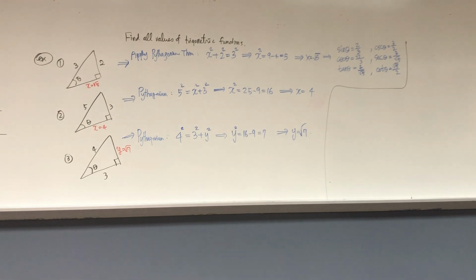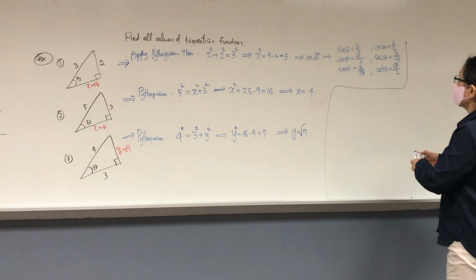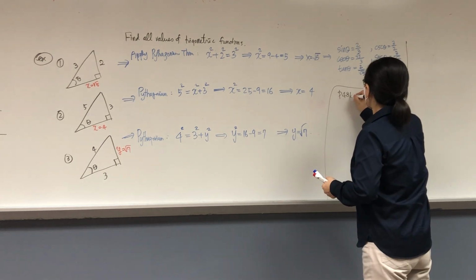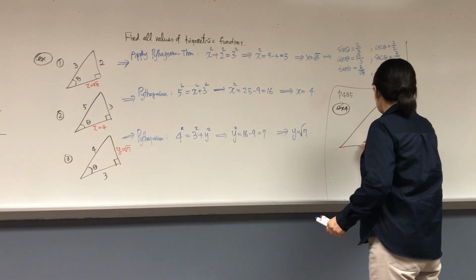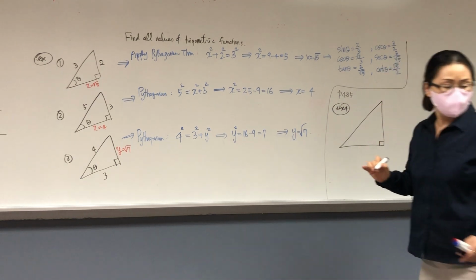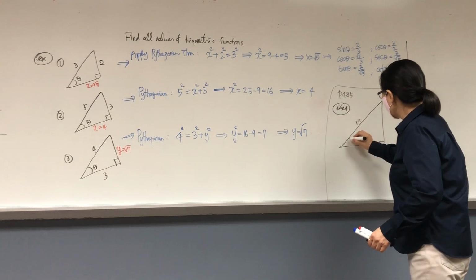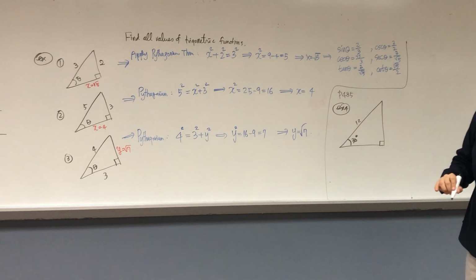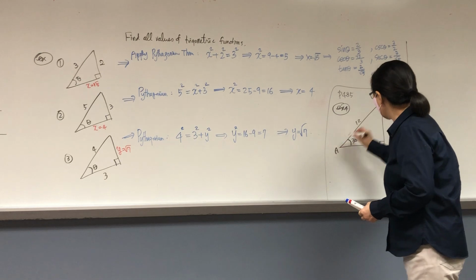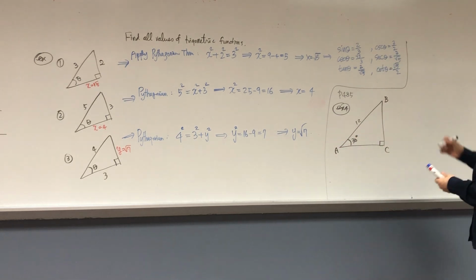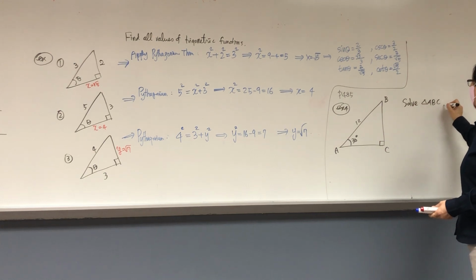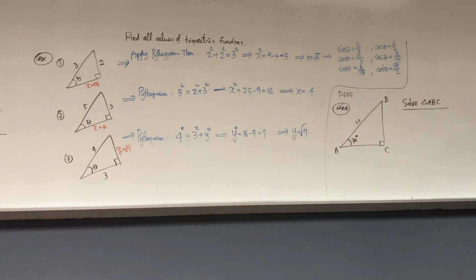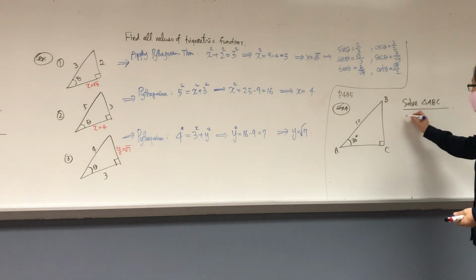Page 485. Example 4. You have a triangle. And this is 12, this is 30 degrees, and you don't know the other parts. This is called triangle ABC. Solve triangle ABC. What do they mean by that? It means you have to find the 3 angles and 3 sides. Understand? So what do we need to figure out?